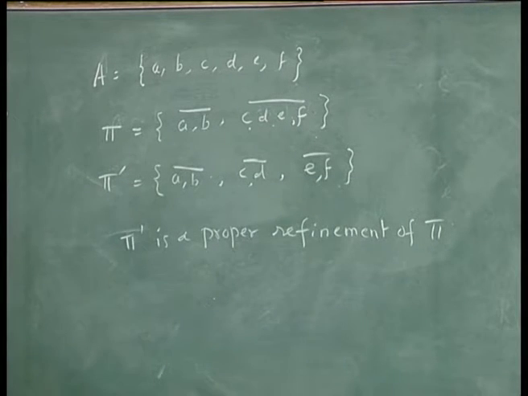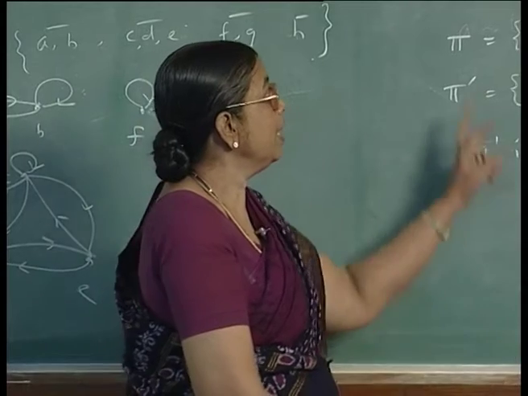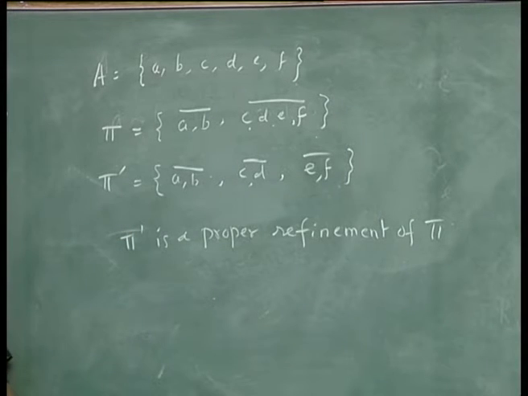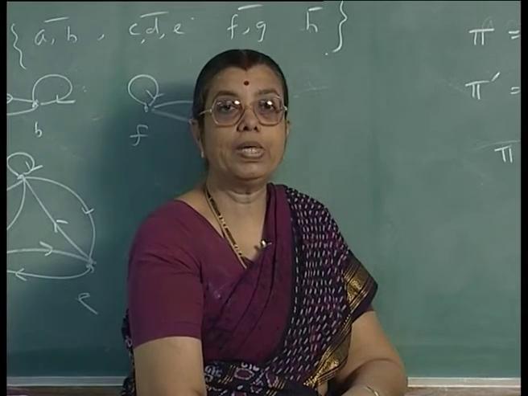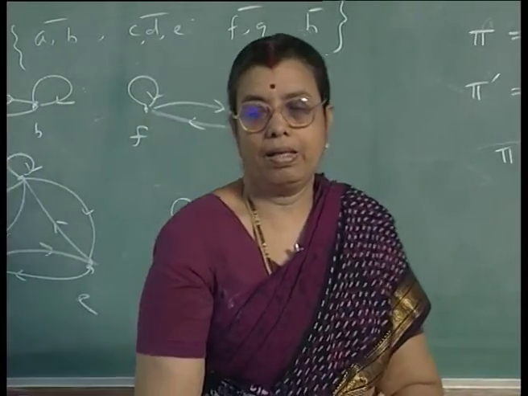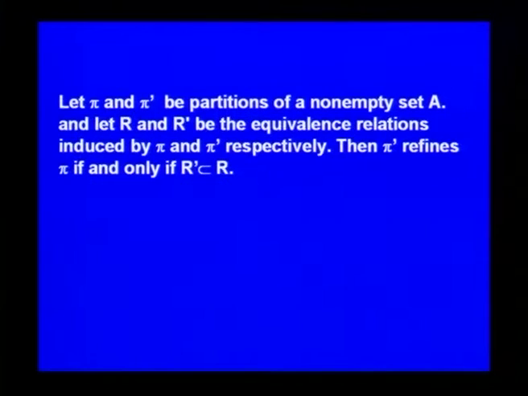Now, obviously, a partition induces an equivalence relation. So, pi will induce an equivalence relation on A, pi dash will also induce an equivalence relation on A. What is the connection between these 2 equivalence relations? Let us see that. Let pi and pi dash be partitions of a non-empty set A, and let R and R dash be the equivalence relations induced by pi and pi dash respectively. Then pi dash refines pi if and only if R dash is contained in R.